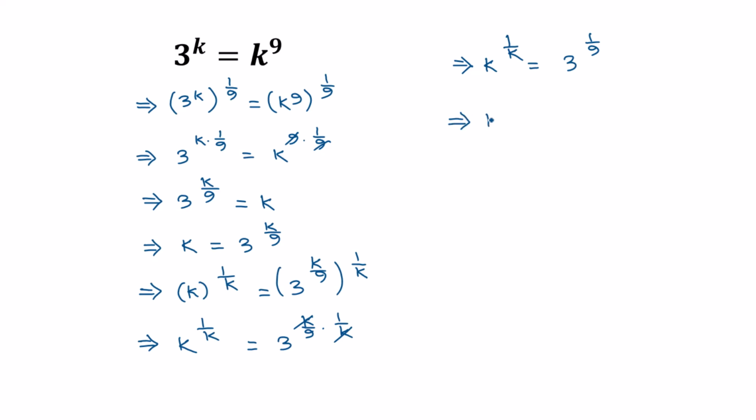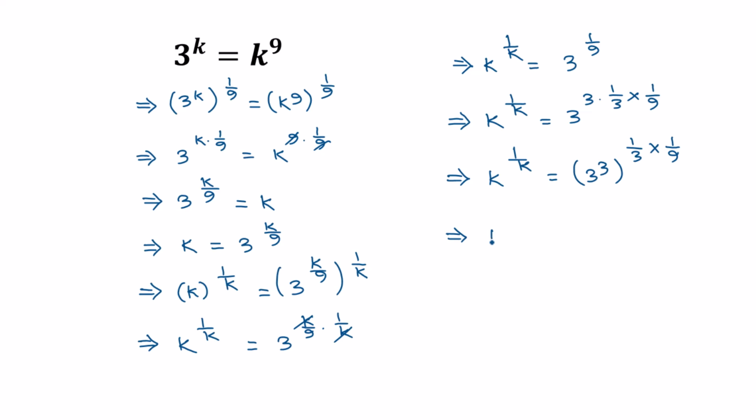Or the left side k to the power of 1 over k is equal to 3, and if we take this 3 and 1 over 3, the exponent 1 will remain and this 1 over 9 will remain the same as 1 over 9. Or the left side k to the power of 1 over k is equal to, the right side we can write, 3 to the power 3, whole to the power of 1 over 3 times 1 over 9.